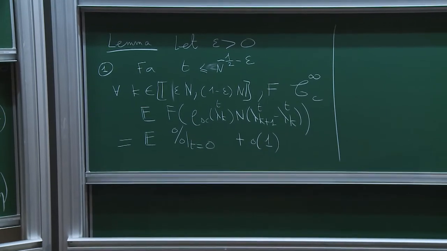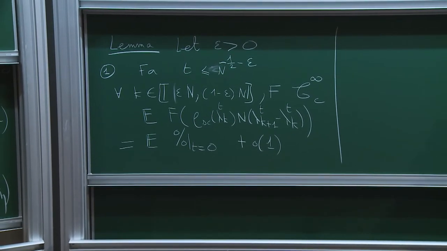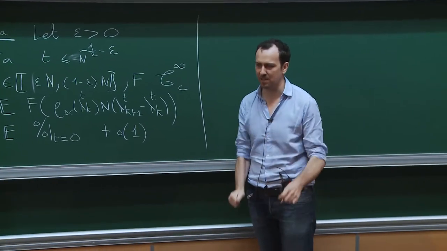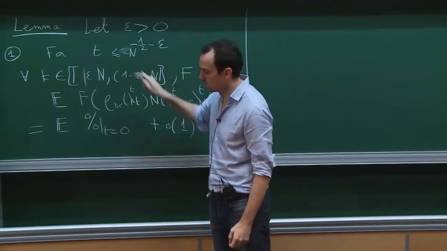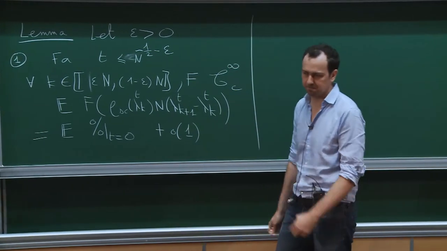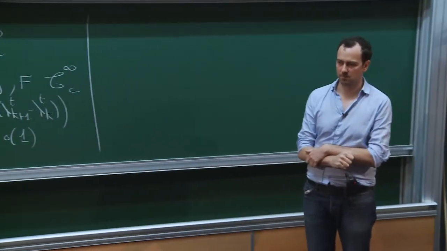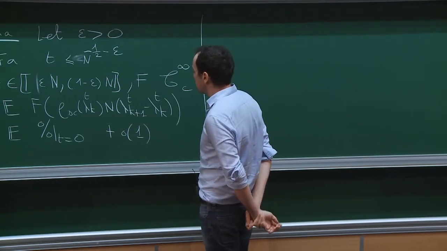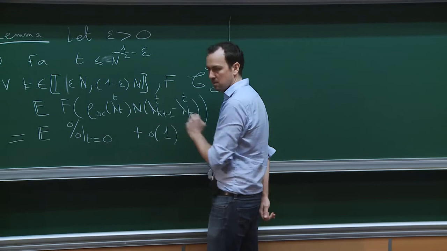So it's clear that if you wait a tiny bit of time, things have not really changed. But what this tells you is that you can actually go up to this time in the bulk. N times the level spacing? Yeah, because my scaling is that the spacing is of order 1 over n.